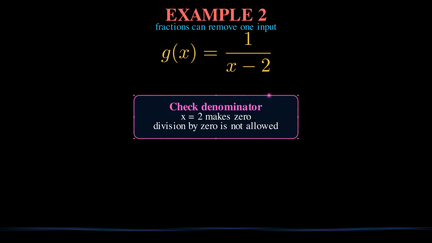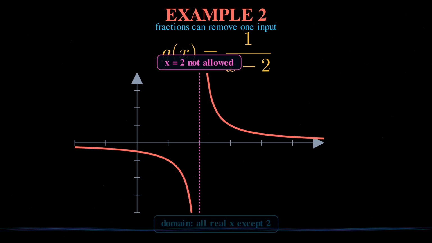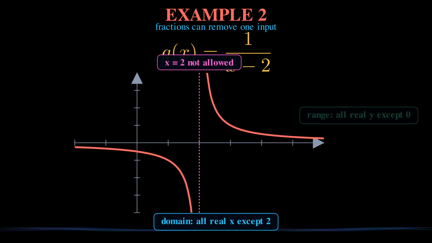Now consider another restriction. g of x equals 1 divided by x minus 2. Before doing anything, check the denominator. If x equals 2, the denominator becomes 0. Division by 0 is not allowed. So x equals 2 must be removed from the domain. The graph breaks near x equals 2. This is why the domain is all real numbers except 2. The range also avoids y equals 0, because the fraction never becomes 0.